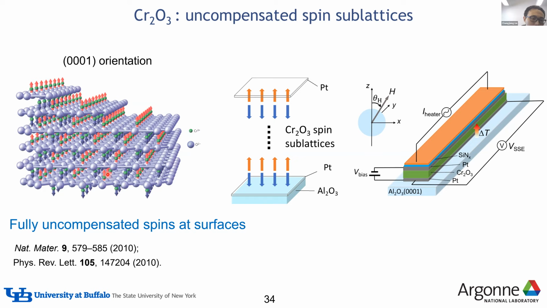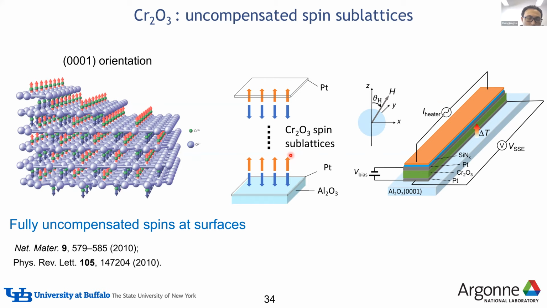So as a result of this property, even though the surface roughness is relatively high and not atomically flat, the top and the bottom surface always have opposite spin orientations. For example, here on the top surface, the spins are always pointing up, opposite to the spin orientation at the bottom. So in the experiment, we fabricate the device that can detect both the top and the bottom surface.